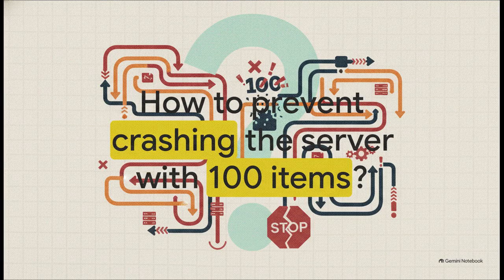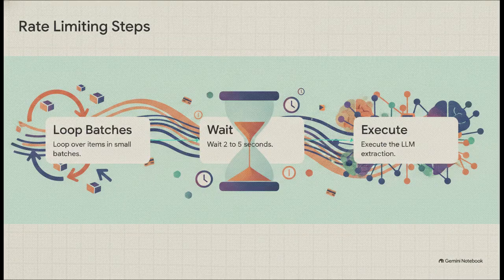In n8n, a standard node wants to process all 100 items simultaneously. Your LLM provider, it's just going to reject the request, throw an error, and stop your entire automation right in its tracks. But by acting as a sort of visual speed bump, a loop, wait, execute sequence carefully drips your data to the AI. This ensures every single item is successfully summarized without overwhelming the whole system.